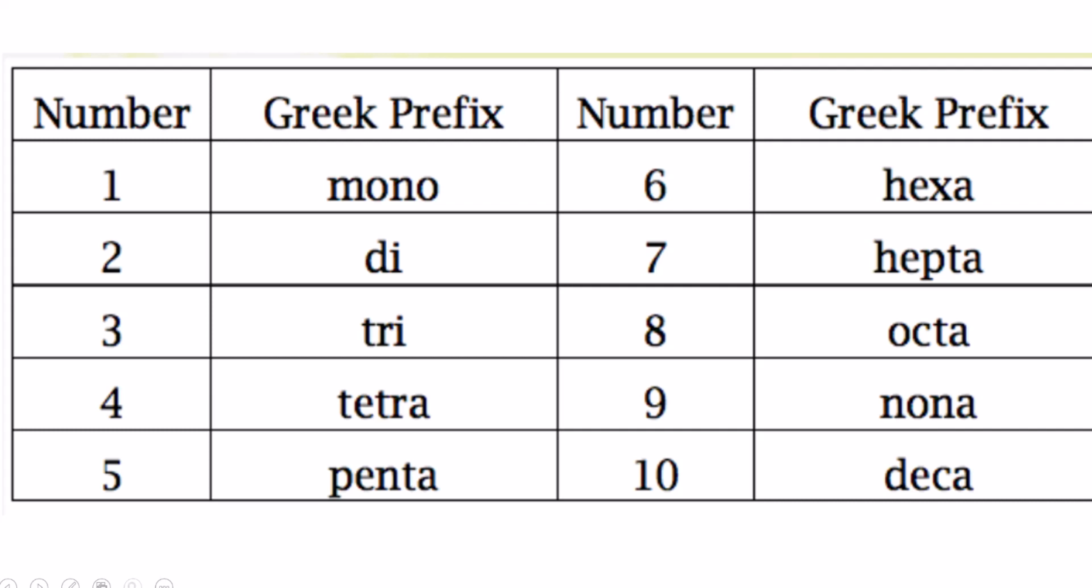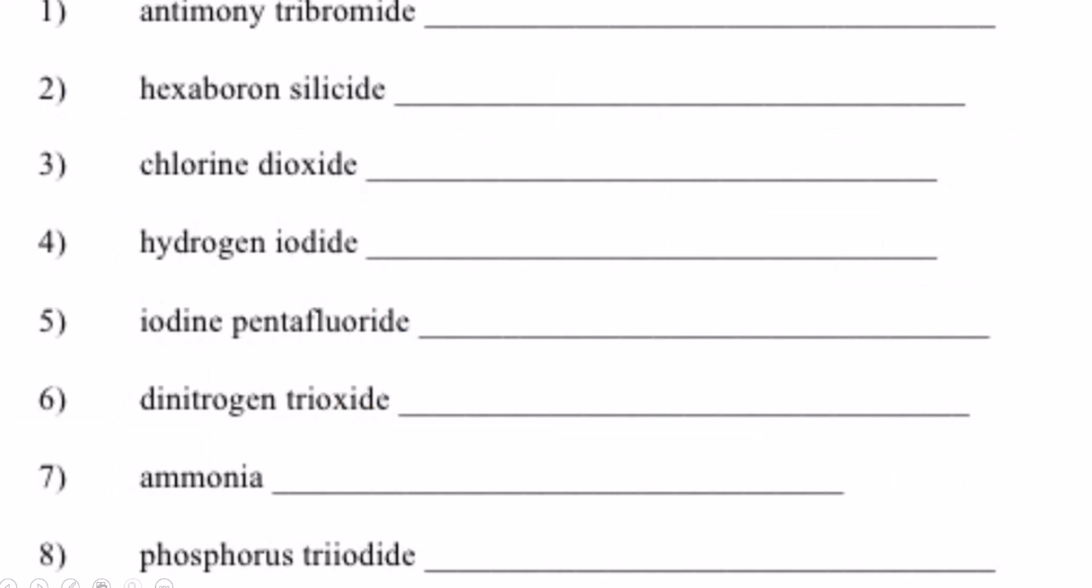You need to memorize these prefixes. The prefixes will not be given to you. In addition, you will use the same prefixes when I teach you how to write hydrates. So for the first one, antimony, Sb on the periodic table. Bromide is bromine, which is Br. So if I look at antimony, there is no prefix, so that means it is 1. Tri is 3, so the prefix becomes subscripts.